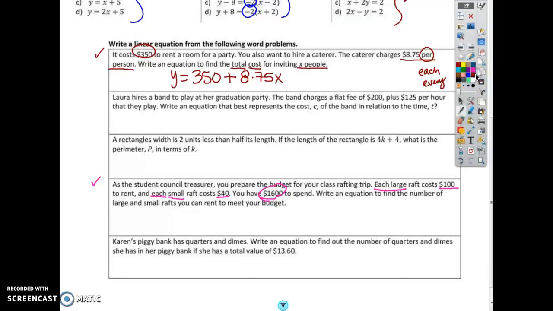So this one has 2 each or every or per. So you're going to have 2 that have numbers in front of it. The large ones, we're going to use the letter L for large, and small ones, we're going to use the letter S for small. But you can also use X's and Y's, okay? And the 100 is going to go with the L because those are the large items. So you're just going to say 100 for every large item. Okay?